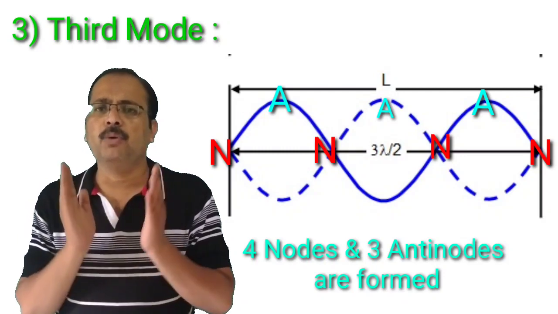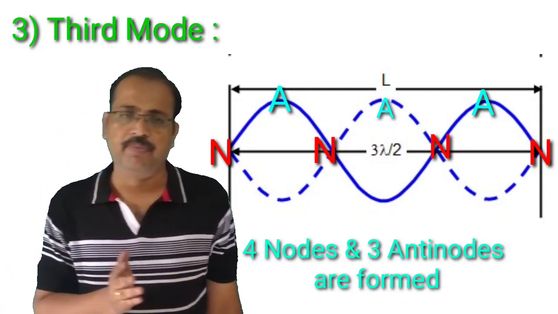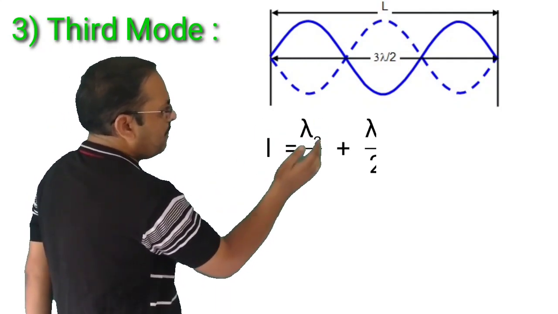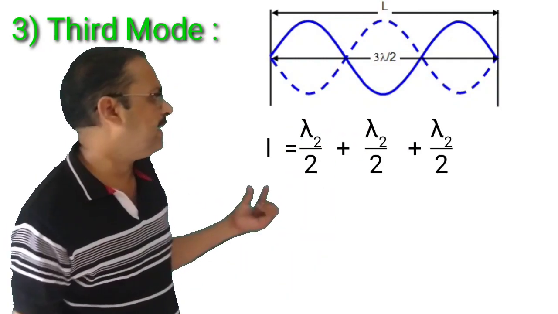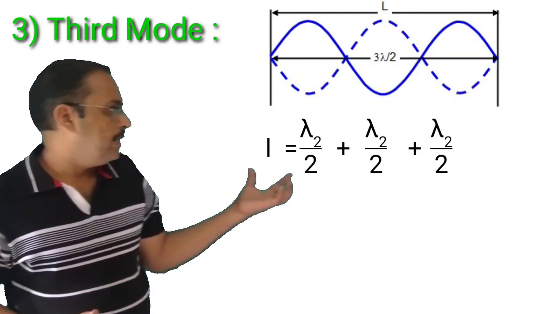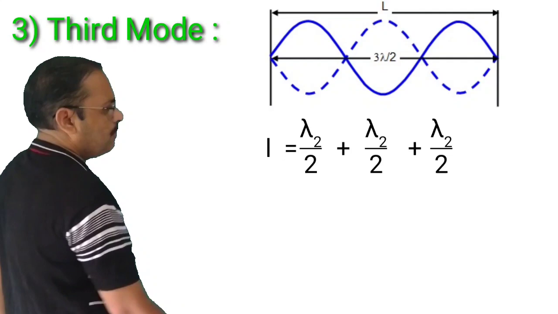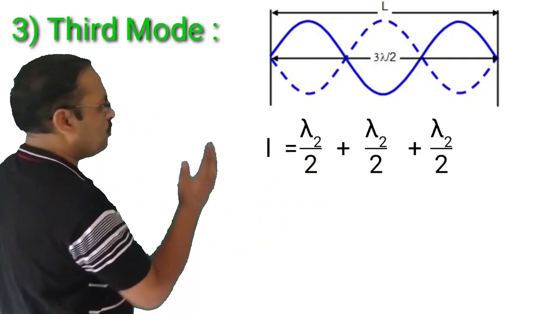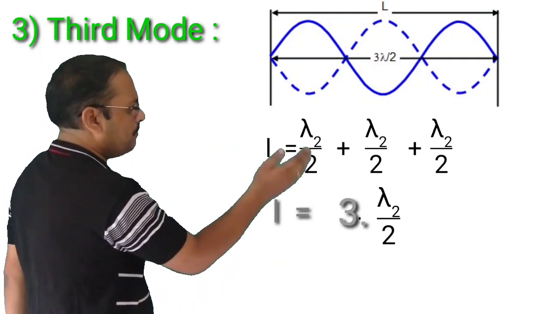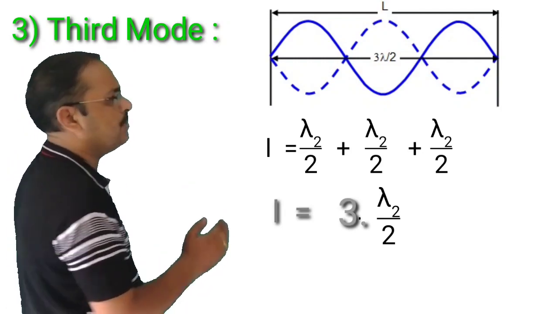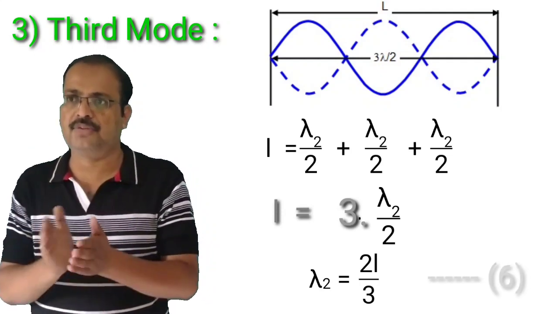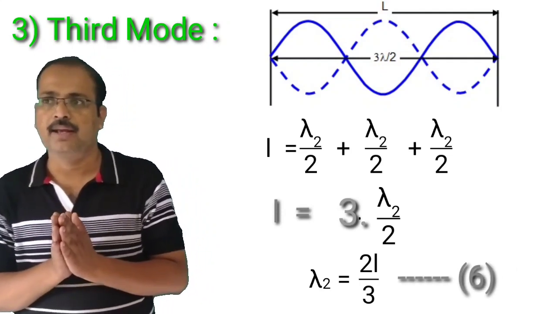Let lambda 2 be the wavelength of vibration in this mode. Therefore, from the diagram, L is equal to lambda 2 by 2 plus lambda 2 by 2 plus lambda 2 by 2. Lambda 2 means wavelength of wave. If we take the addition, small l is equal to 3 lambda 2 by 2. By adjusting this, lambda 2 is equal to 2L by 3. This is equation number 6.